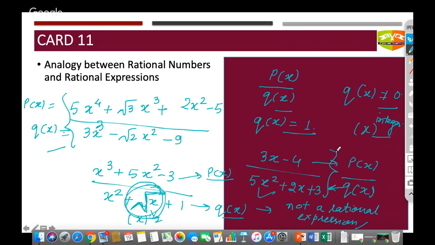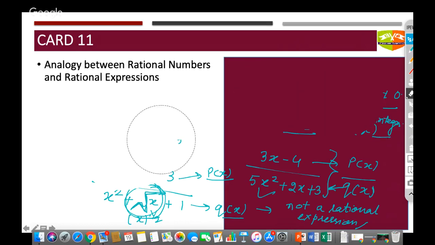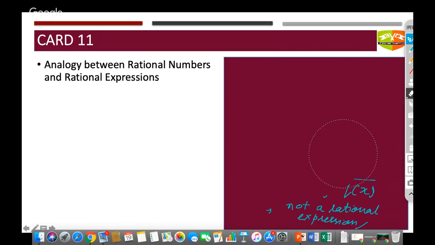So that is how we have to identify which expression is a rational expression and which expression is not. When you are looking at any algebraic expression, you have to look at both the numerator and the denominator: the power of x has to be an integer. If it is a square root, cube root, or any other root, 1 to the power n kind of thing, it cannot be a rational expression.